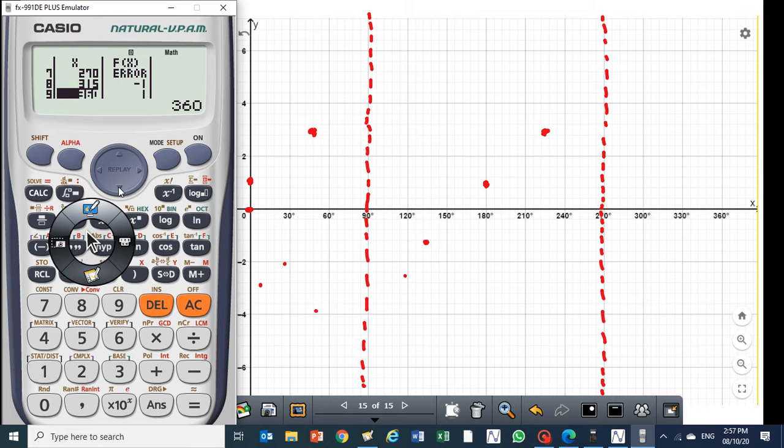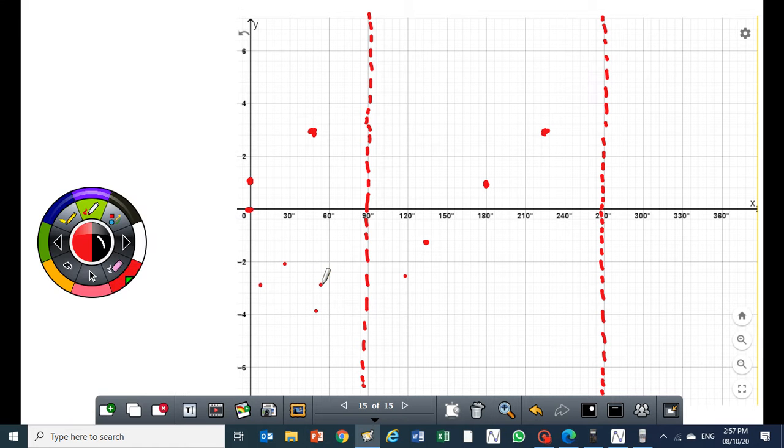Then you scroll down. 315, that's minus 1. 360, that's 1. So 315 is somewhere here. That's minus 1. Our minus 1 is going to be level with that, so it will be somewhere there. And the 360 is going to be 1. It's going to be 1 here because of the vertical shift.